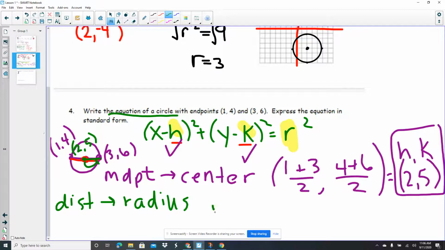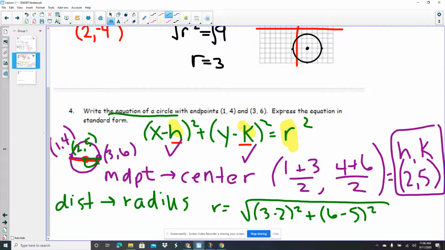The distance formula is the radius will equal the square root of the difference of the x's squared, so (3 minus 2) squared, plus the difference of your y's squared, and make sure you are consistent with the order, so (6 minus 5) squared. And then you simplify what's in parentheses. We have a 1 in both of those parentheses. When we square them, we get 1. So we have r equals square root of 2.